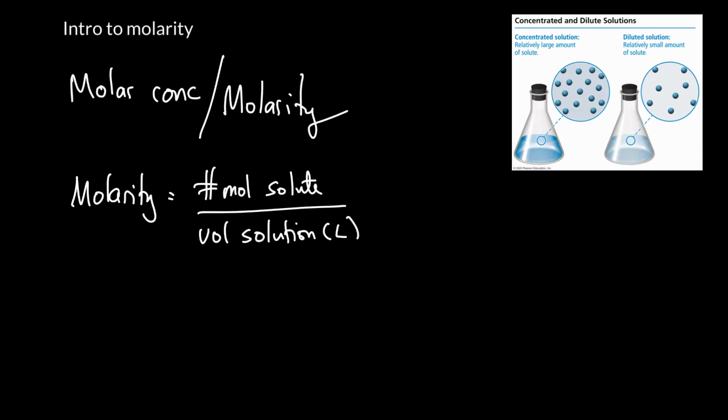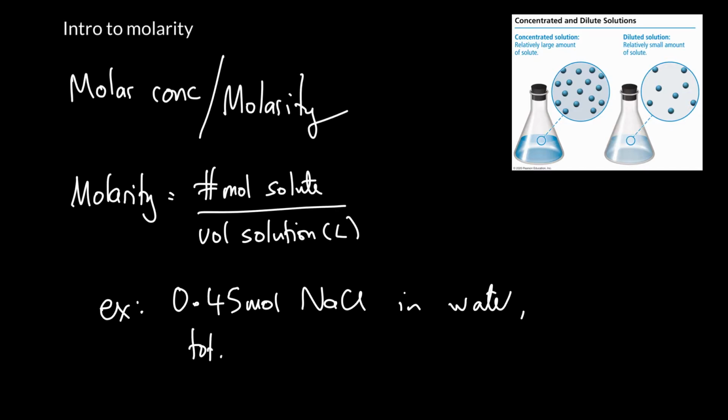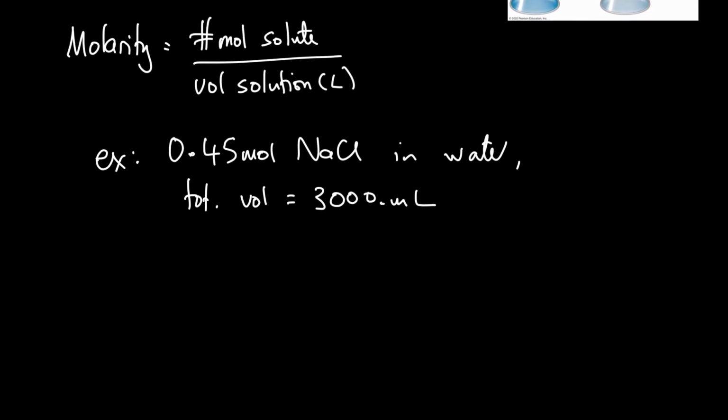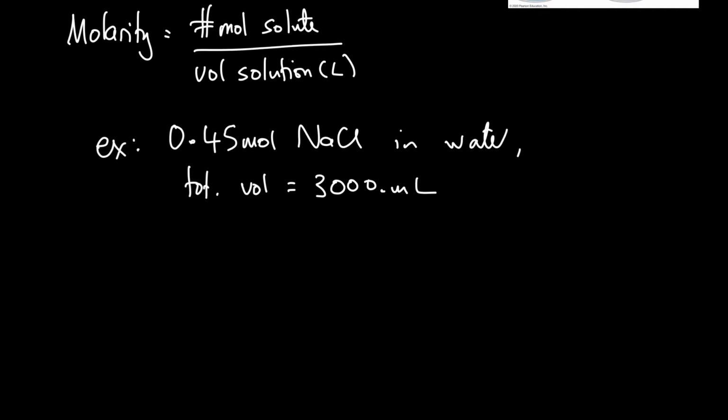in liters. So for example, if we dissolved, I don't know, say 0.45 moles of sodium chloride in some water, and the total volume was, say, 3,000 milliliters, we could use this to calculate the molarity. So let me go ahead and push the board up. There we go. Okay, so how do we find the molarity?